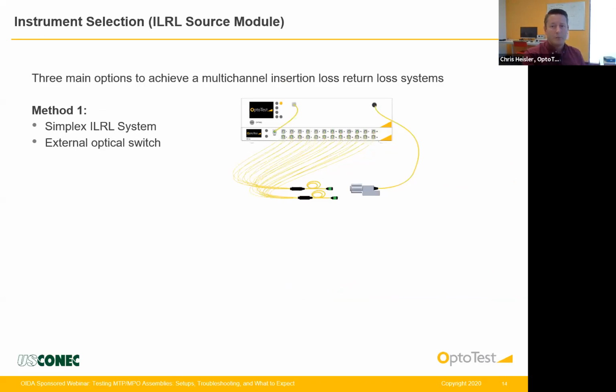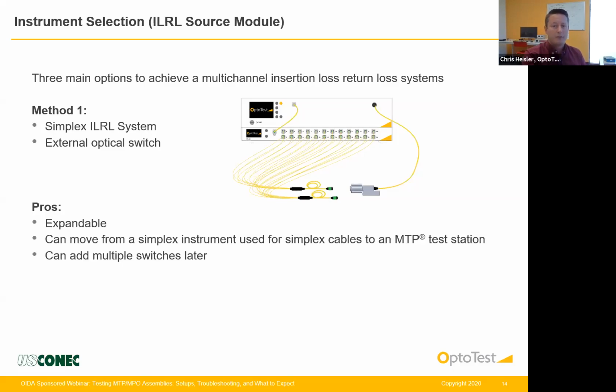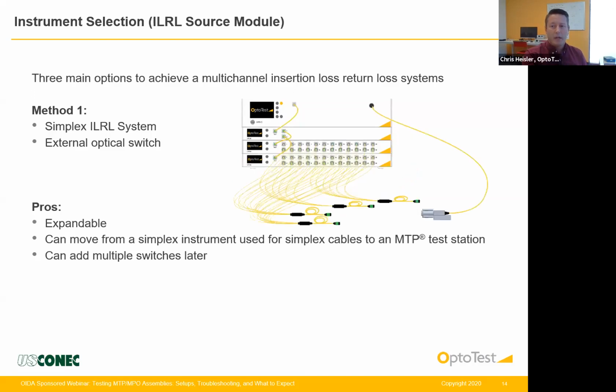Now, there are three options to achieve a multi-channel insertion loss and return loss test setup. The first is a simplex IL-RL set with an external optical switch. These systems are great for expandability. Switches can be added to increase channel count. Adding a 1x2 and a 1x24 switch can take a 24-channel system and make it a 48-channel system.